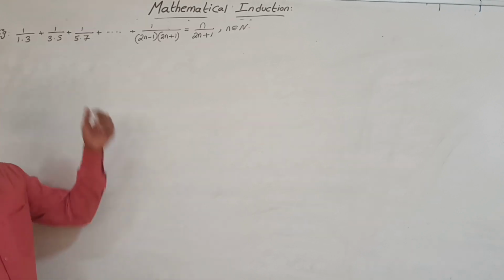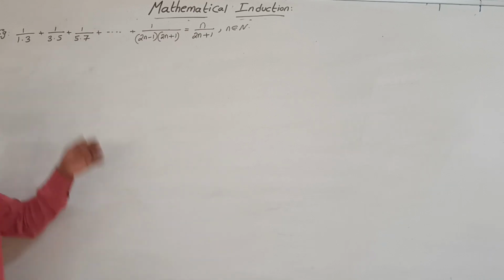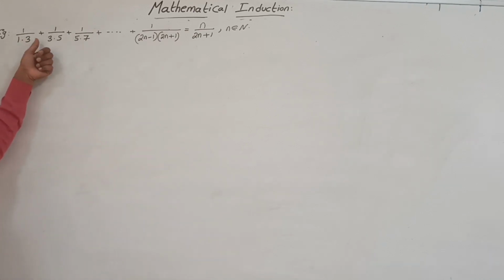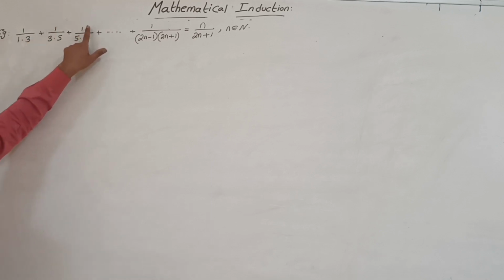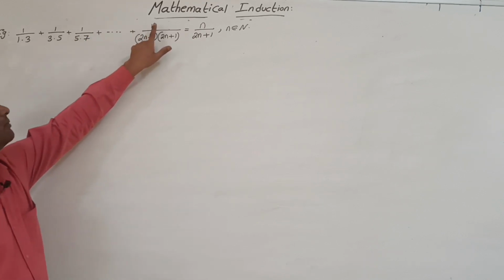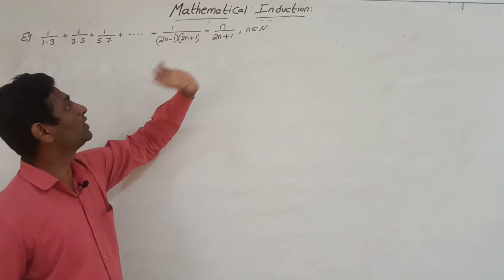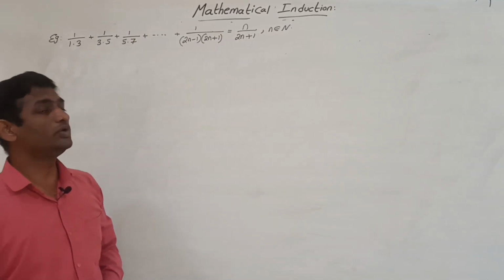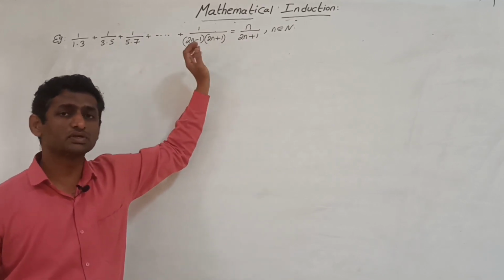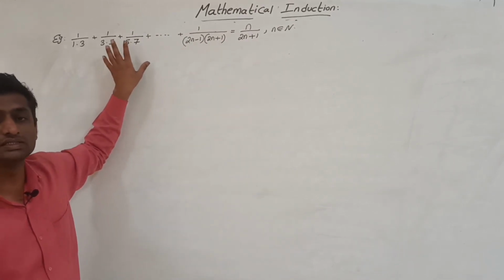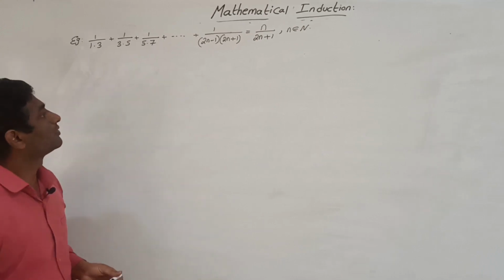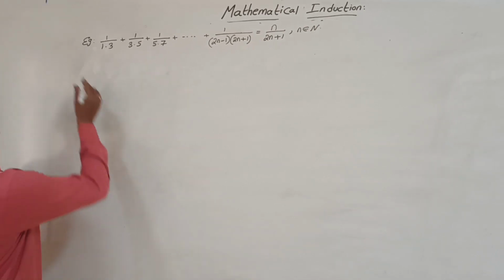We'll see one more using mathematical induction. Show that 1 by 1 into 3, don't think it is 1.3, it is the product of two numbers in the denominator, 1 into 3, plus 1 by 3 into 5 plus 1 by 5 into 7 plus so on, plus 1 by 2n minus 1 into 2n plus 1 is equal to n by 2n plus 1. So this type of statement is called a telescopic series. Now we'll see the proof.